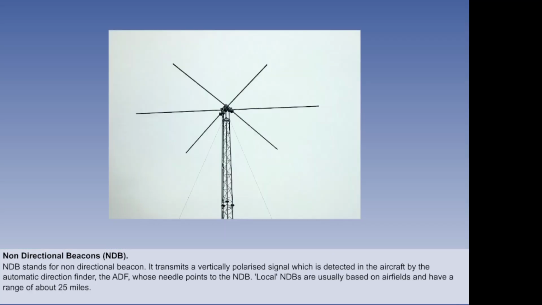NDBs are still widely used for long-distance and local navigation. The beacons used for local navigation have a range of about 25 miles, and they are positioned on the airfield so that the pilot can locate the airfield.